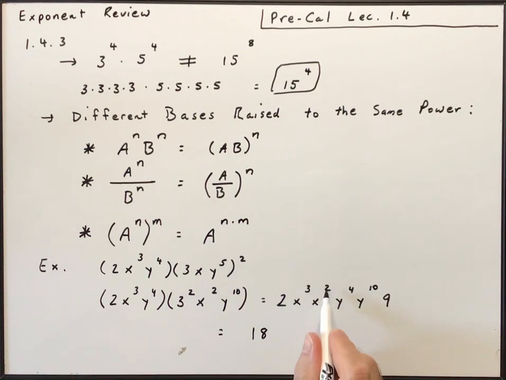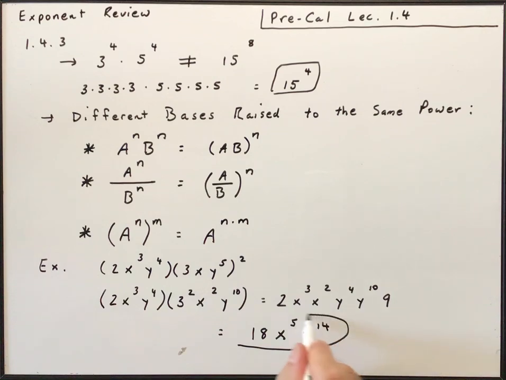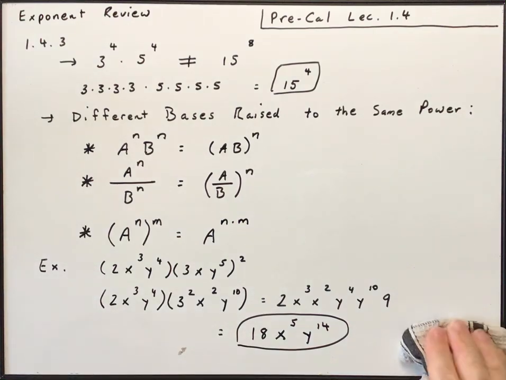X cubed times x squared. This is where you add. That'd be x to the 5th, y to the 4 plus 10, 14th. Okay, so probably most of you would go ahead and do all that in your head and skip straight down to this, but I just wanted to be a little more illustrative there.